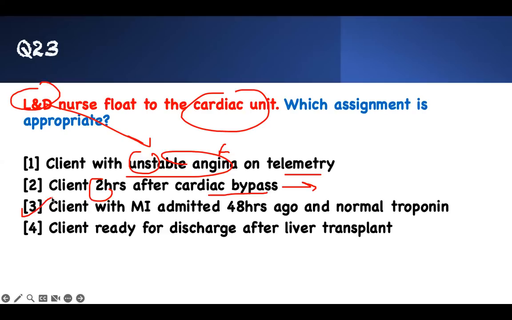A client ready for discharge after liver transplant. This sounds benign, but it's more dangerous. Liver transplant patients have tons and tons of medication. They require teaching, follow-up, things they need to look for. I don't think a floater is appropriate for this patient. That's not appropriate, so we should not give it to the floater. You need an experienced nurse to teach the patient about complications, what to look for, and all those things. Okay, so that's that one.